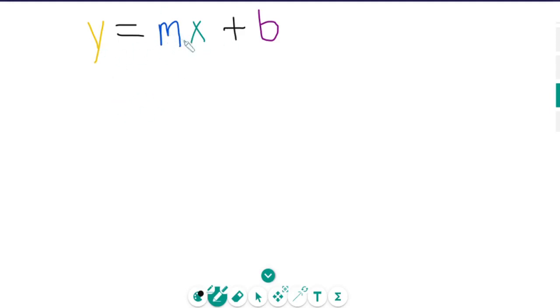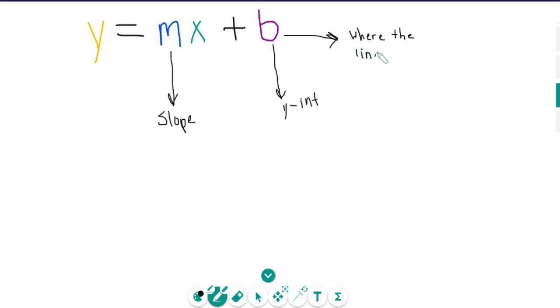So what do m and b mean? m is the slope. We covered slope in the last video. So m is the slope. b is the y-intercept. You might be asking, what is the y-intercept? The y-intercept is where the line hits the y-axis.